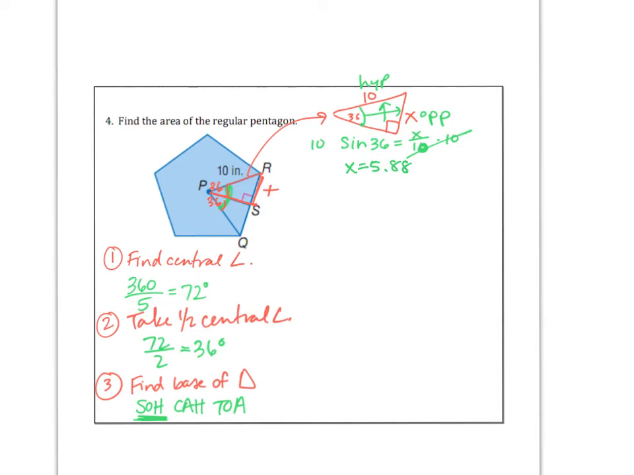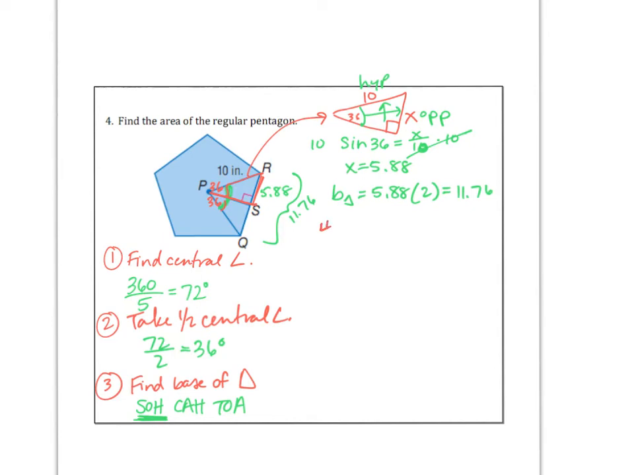What we just figured out was this little distance from R to S is 5.88. But remember, the entire base goes from Q to R. So to get the entire base of the triangle, you're going to take 5.88 and double it. I believe that is 11.76. So 11.76 is the base of your triangle.